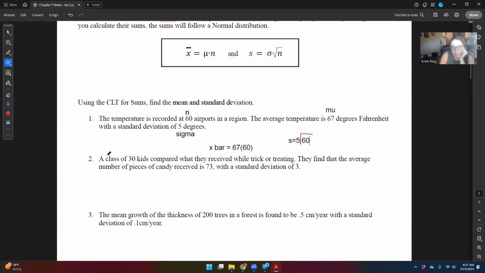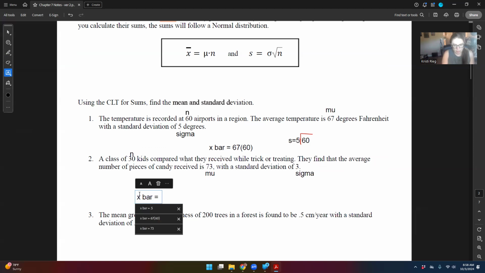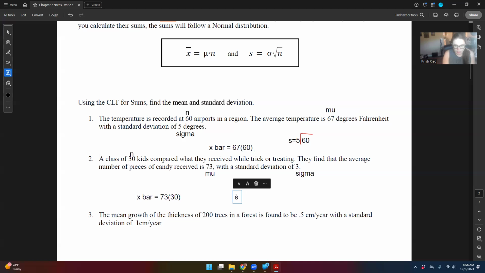Okay, so we have our class again of kids with their candy. We have n is 30 kids. The average, or mu, is 73, and the standard deviation, or sigma, is 3. So we're going to find, using the central limit theorem for sums, x bar, which is mu times n. And then we're going to find s, which is sigma times the square root of n, 3 times the square root of 30.